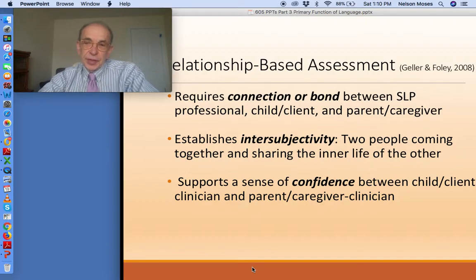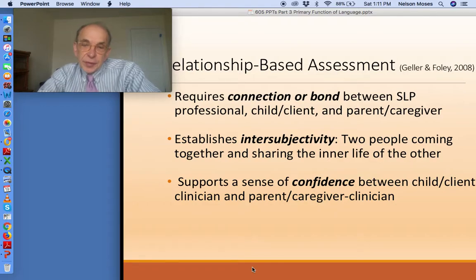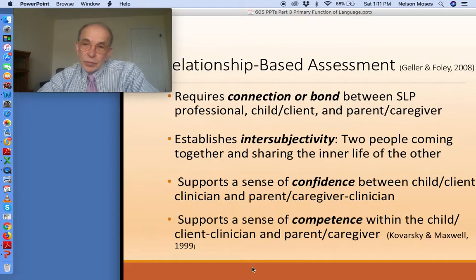This is video. This slide focuses on children. This course on assessment also deals with adults, and that same sense of confidence has to be established between the clinician and the adult client and the adult client's significant other. And there's a fourth point that needs to be made when we consider relationship-based assessment.